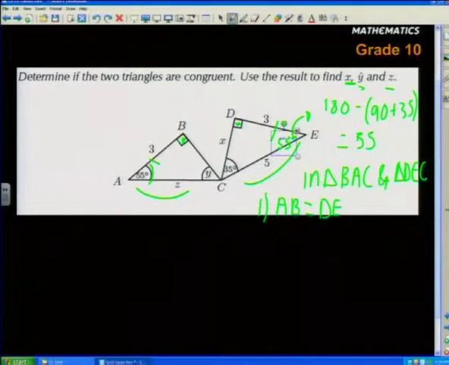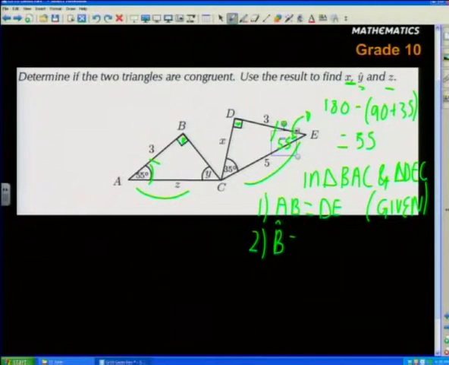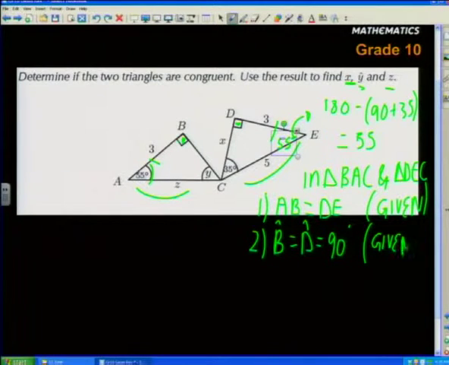And the reason, it was given that they're both equal to 3. They both had a 3 on them. So AB is equal to DE, that's given. Next thing we know is that angle B is equal to angle D, and that was equal to 90 degrees. And that was also given. You could say AB is perpendicular to BC and CD is perpendicular to DE, but really it was also given because they showed you that they were perpendicular. So angle B is equal to angle D is equal to 90.